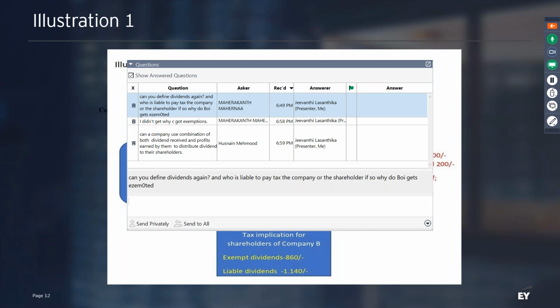I can see a question: can a company use a combination of both dividends received and profits earned by them to distribute dividends? Yes, that's what I was referring to in the illustration too. And I didn't get why she got the exemption. I'm not very clear on which illustration is being referred to.